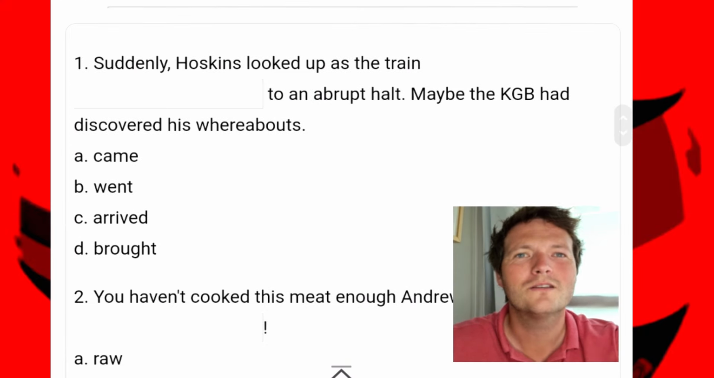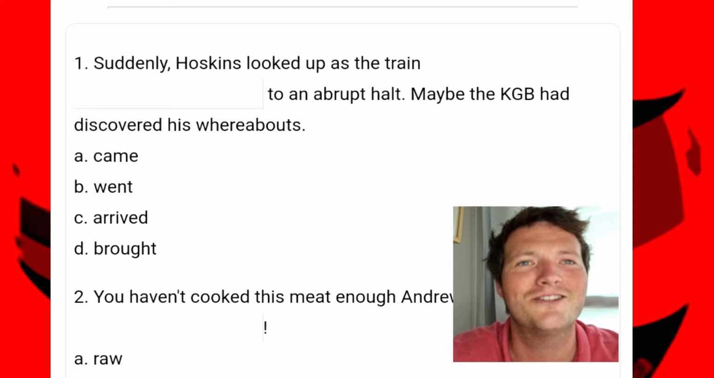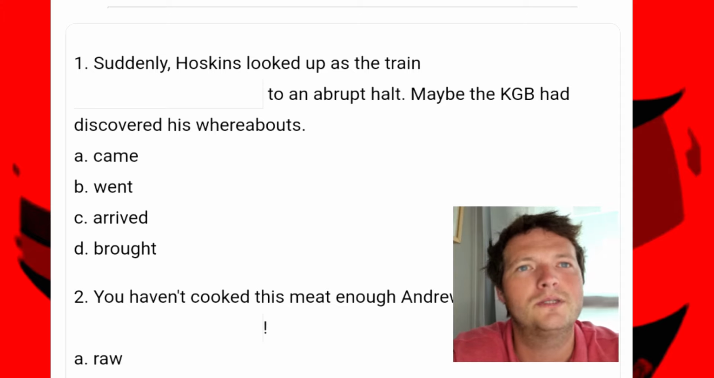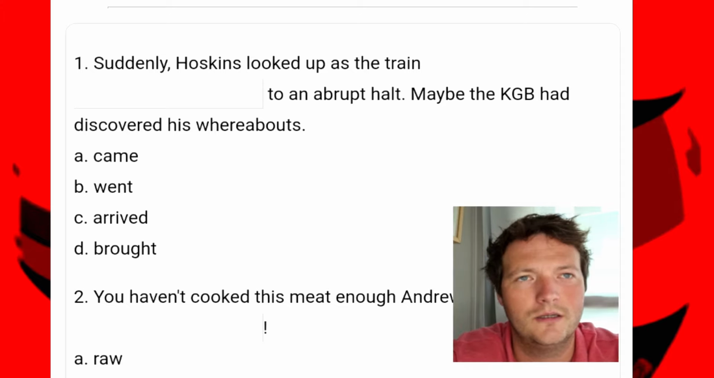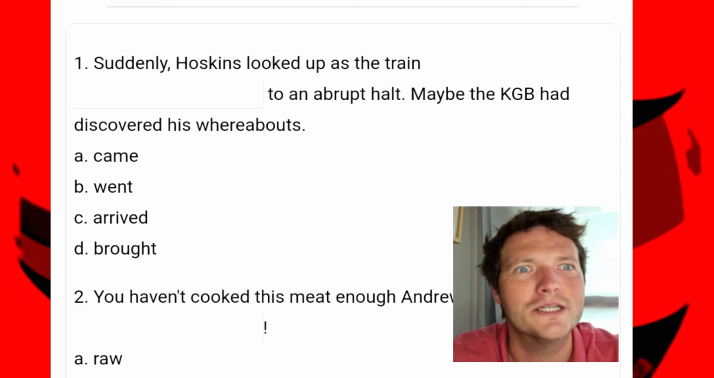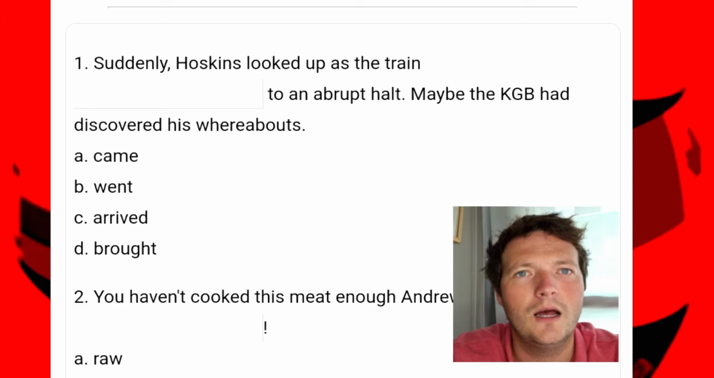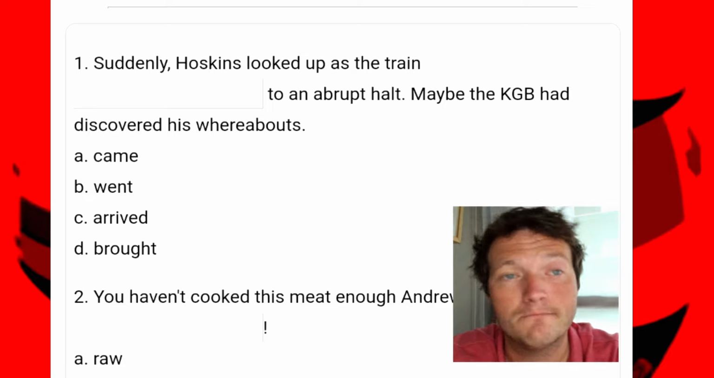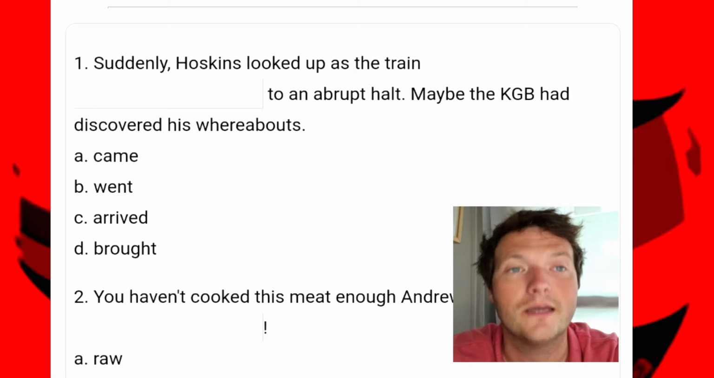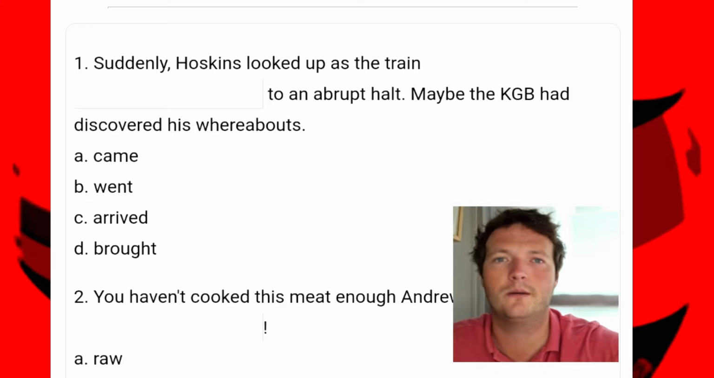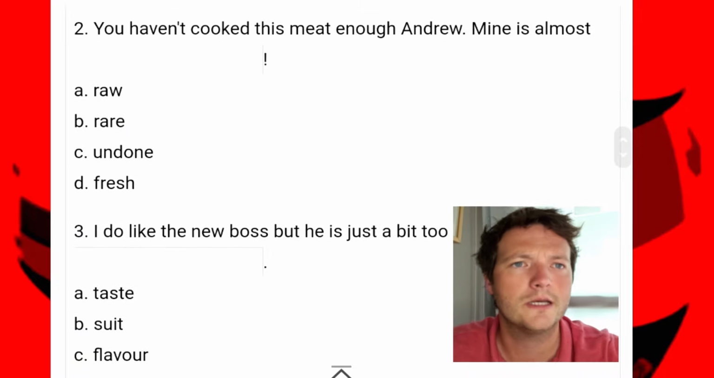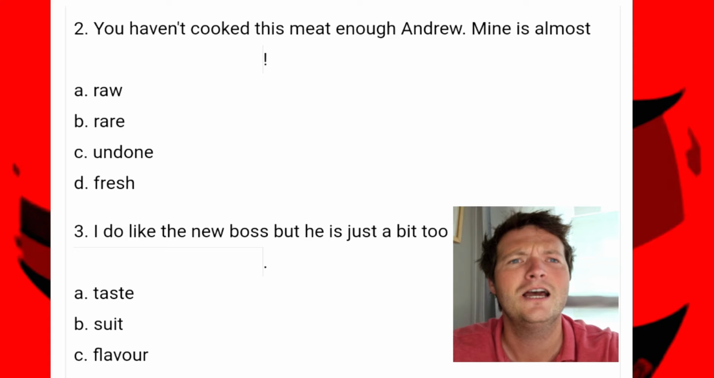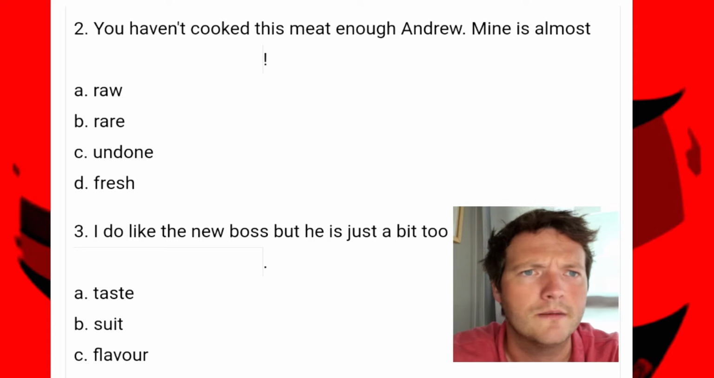Okay. Suddenly Hoskins looked up as the train came, went, arrived, brought to an abrupt halt. Maybe the KGB had discovered his whereabouts. Oh God, terrifying. Hoskins looked up as the train came to an abrupt halt. Yeah, it stopped suddenly. It came to an abrupt halt. No doubt about that one. Number 2. Still on track for 49 out of 50. This is a brilliant performance so far by me.